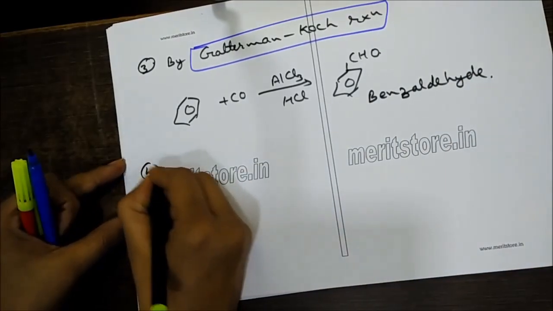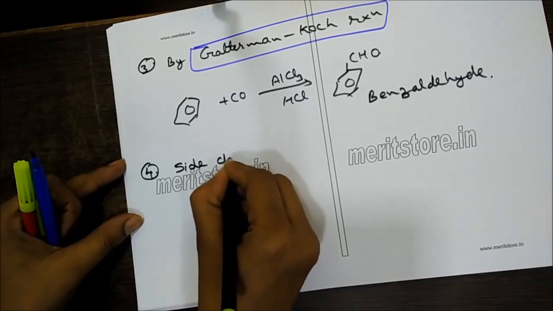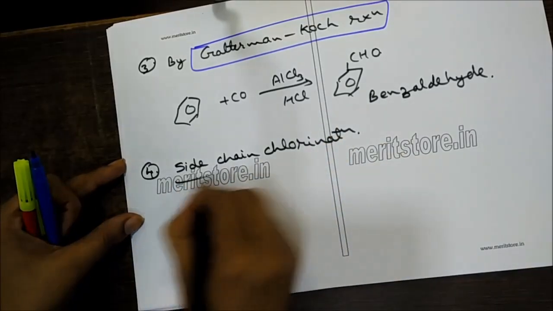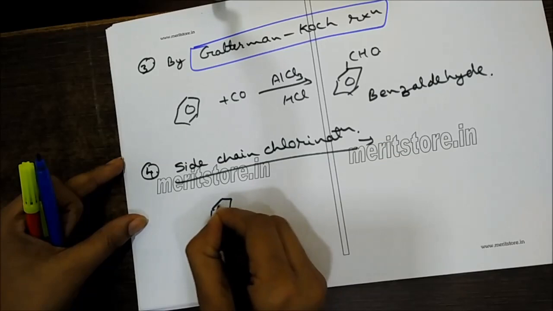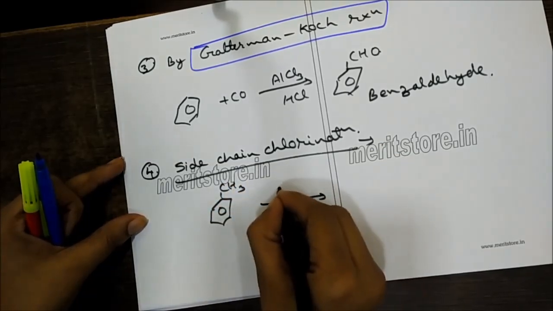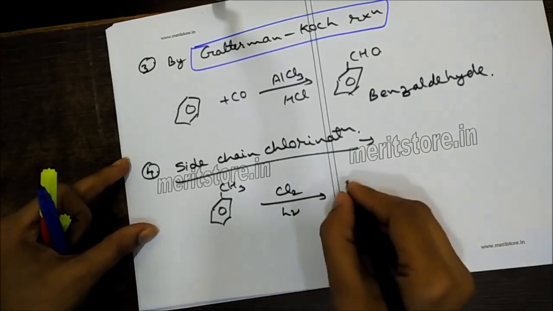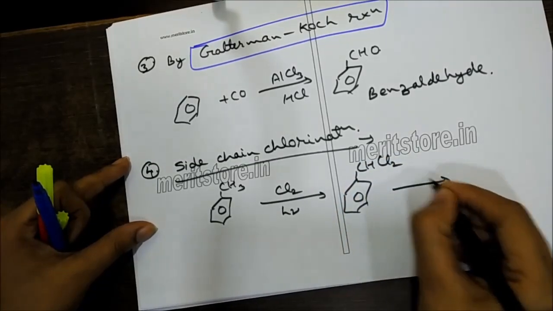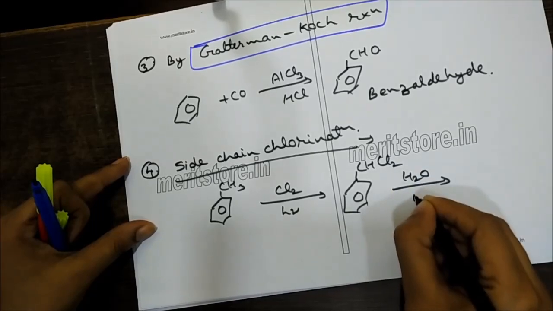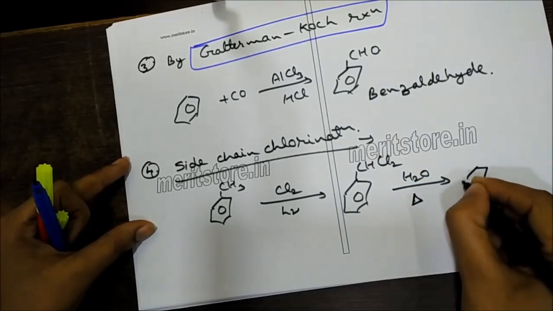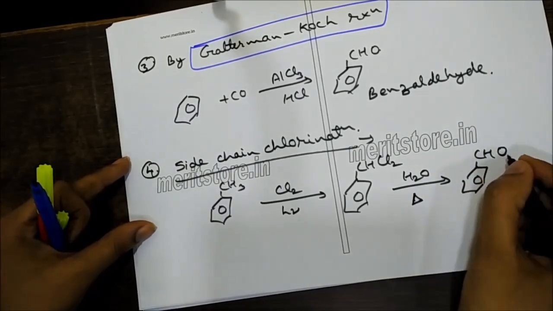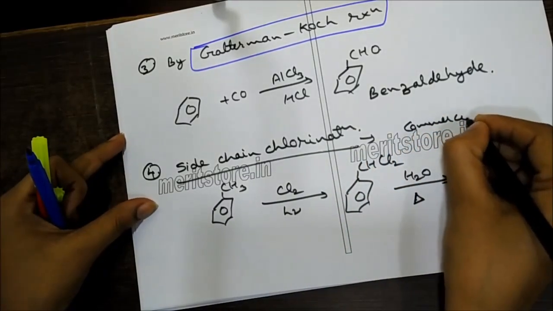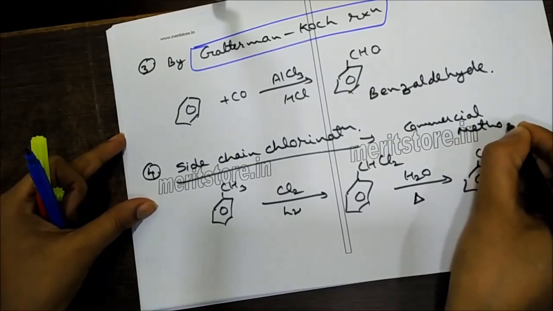The next method is side chain chlorination. Side chain chlorination of the benzene ring is done in presence of sunlight and chlorine, and it will give benzyl chloride, and then on hydrolysis it will give benzaldehyde. This reaction is very useful as it is a commercial method to make benzaldehyde.